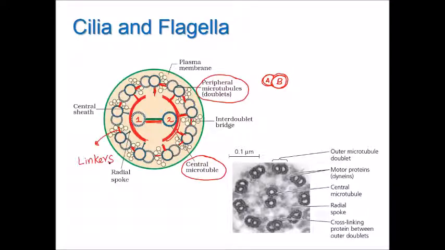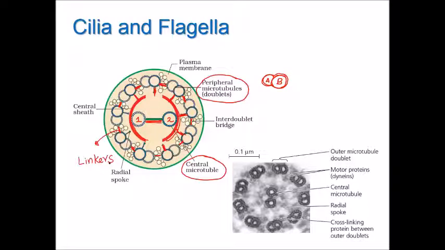Just below this diagram, you can see another picture here. This is how it looks under the microscope. You can clearly see there are 9 doublets on the periphery, and there are 2 microtubules in the center, which are the central microtubules. The radial spokes and other structures are not very clear here, but yeah.